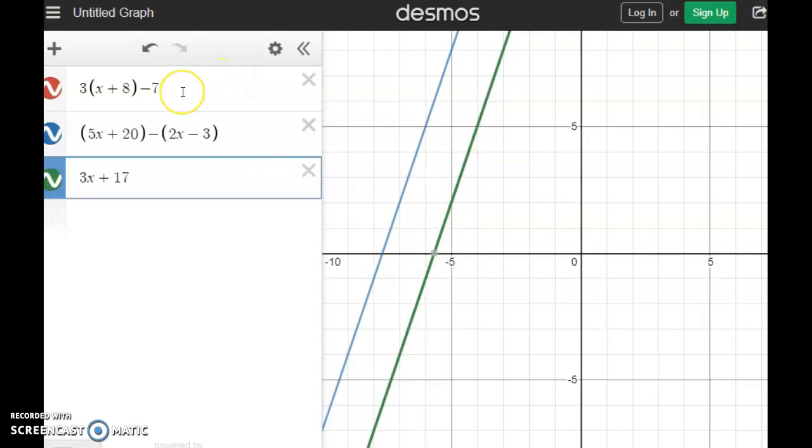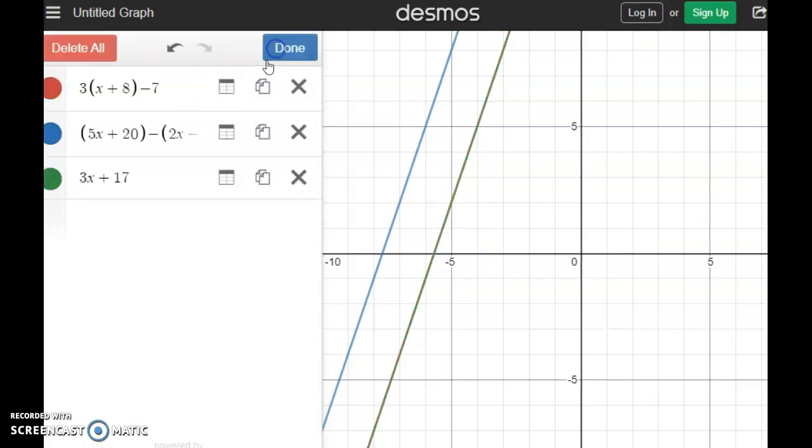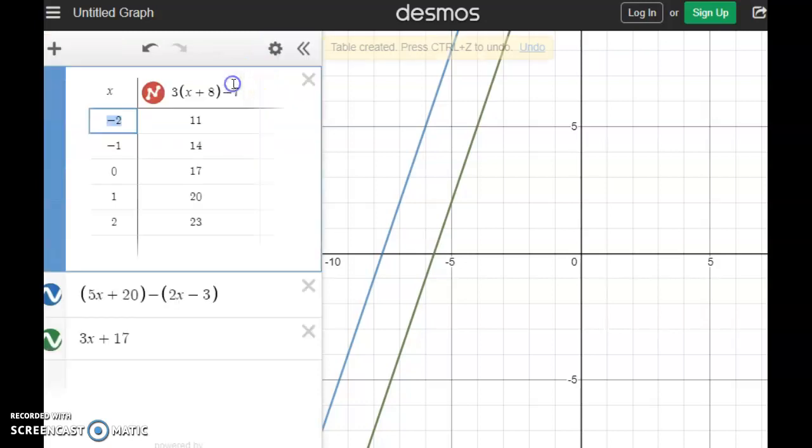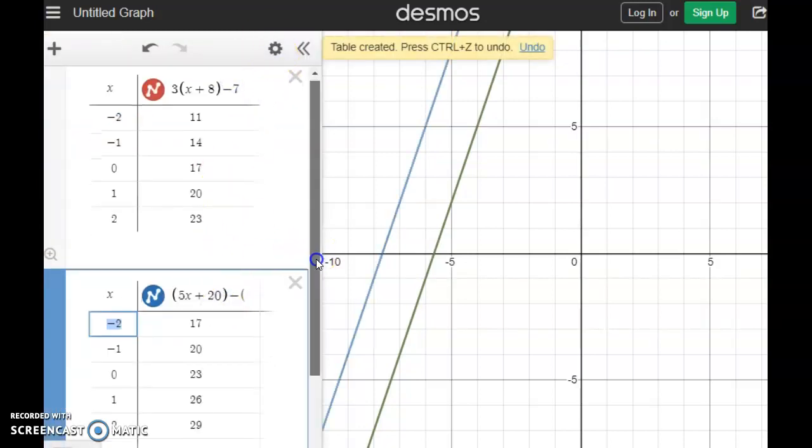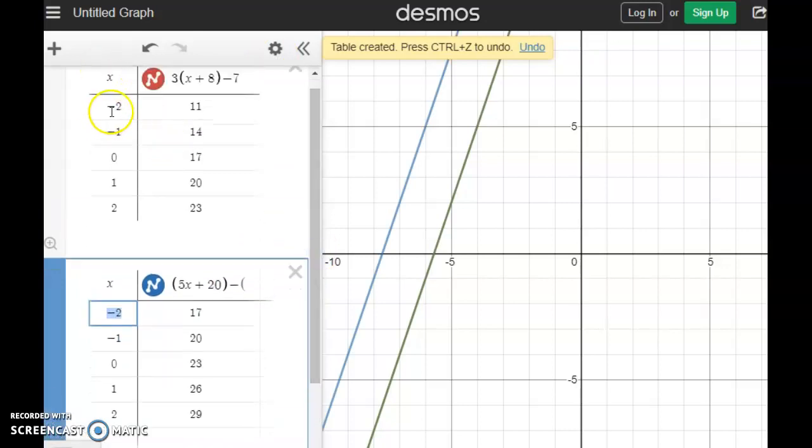Now, there's another way of doing this, and if you're using a graphing calculator, you would probably do it this way, where you would look at the table of values, and in order for them to be equivalent, for each x value, you have to get the same y value. So for negative 2, you should get 11. Well, down here, you got negative 2 equals 17.